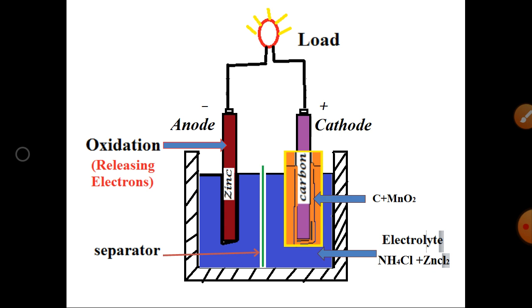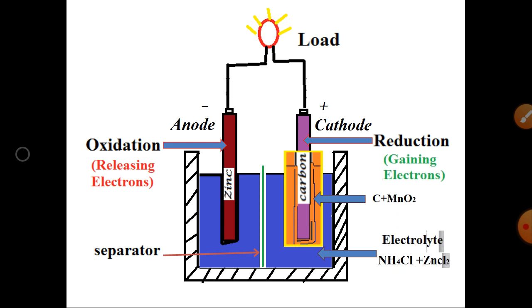Whenever we externally connect the load, at that time the chemical reaction between the electrolyte and the rods will happen. Between the zinc rod and the electrolyte, the oxidation process will occur. Oxidation means the releasing of electrons. That is, the zinc rod releases a large number of electrons. And in the cathode, the chemical reaction is the reduction process. It means the gaining of electrons, right?